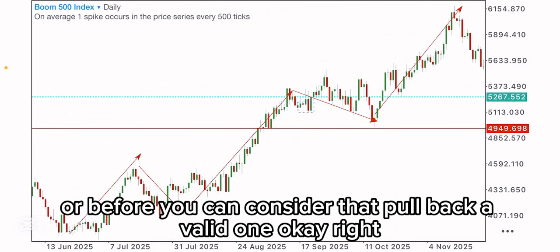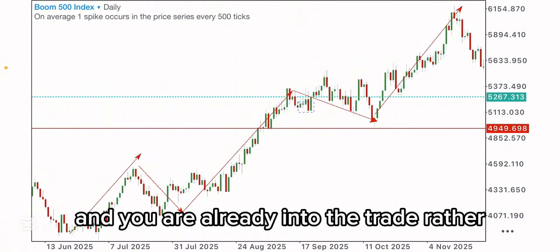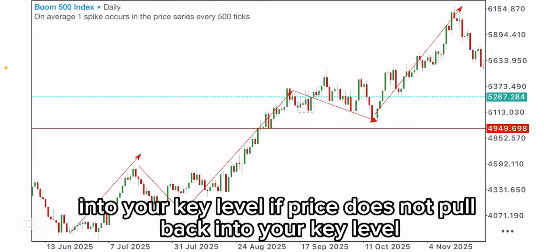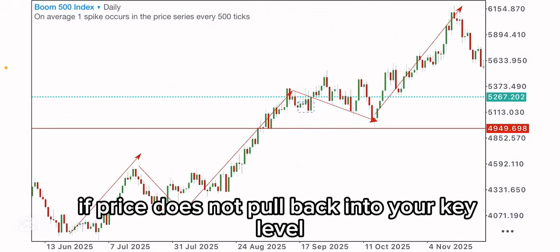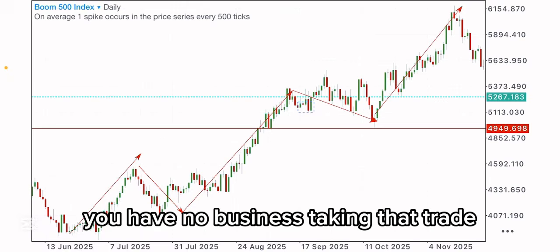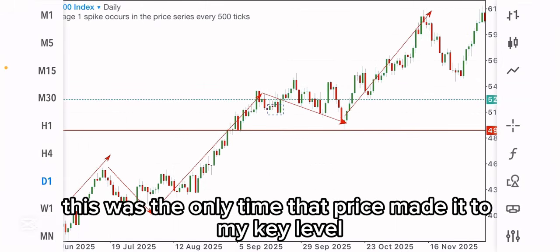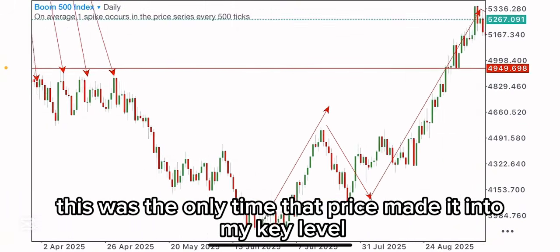a valid one. Okay, right? So you don't want to see price just make a little retracement and you are already into the trade. Rather, you want to wait for price to pull back completely into your key level. If price does not pull back into your key level, you should not be trading that pullback. If price does not pull back into your key level, you have no business taking that trade. So here you can see that this was the only time that price made it into my key level.